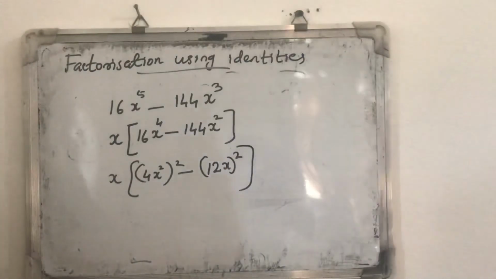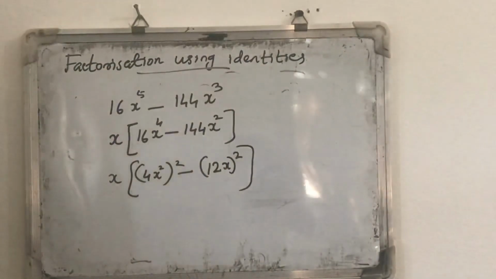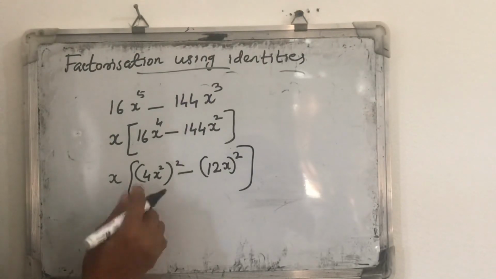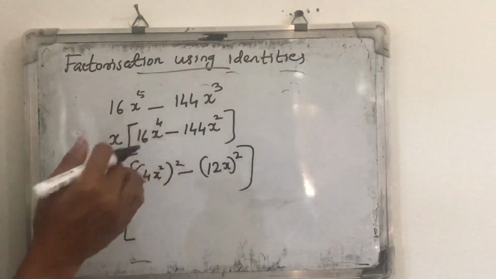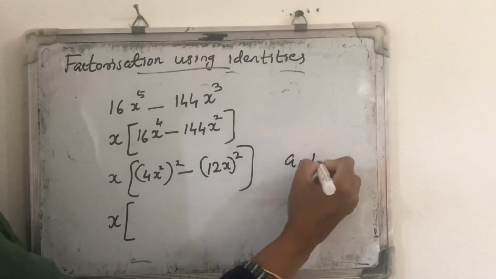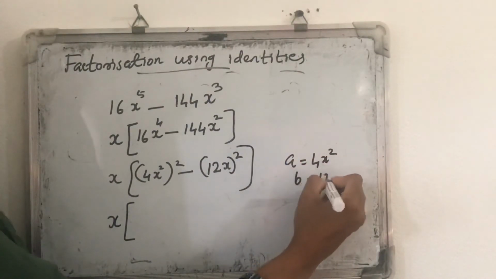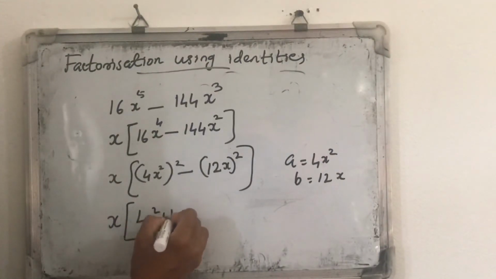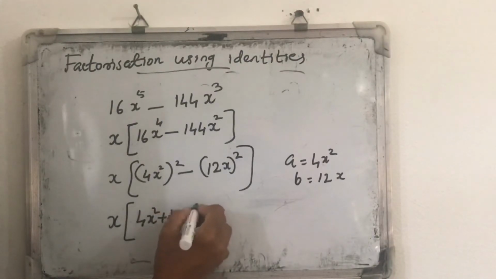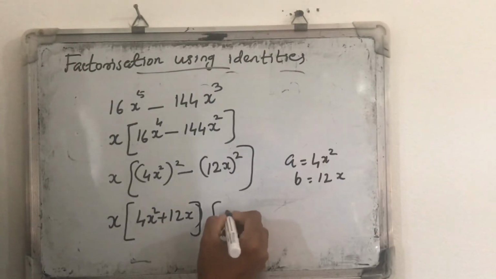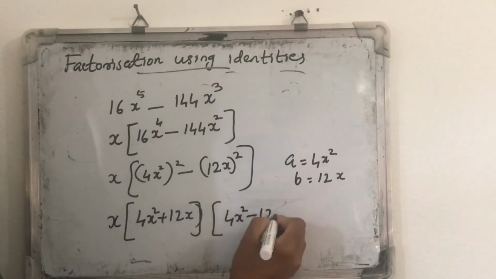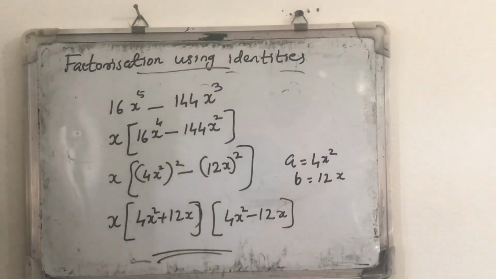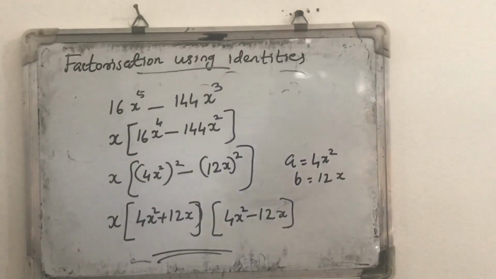Now it is in the form of a square minus b square. We can write it as a plus b into a minus b. Here a is 4x square and b is 12x. So a plus b is 4x square plus 12x, and a minus b is 4x square minus 12x. In this way we can factorize the given expression to the required factorization form.